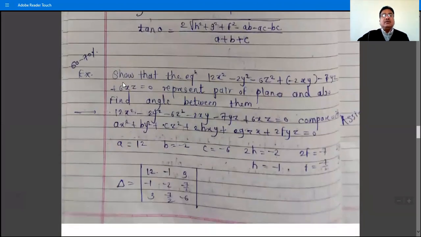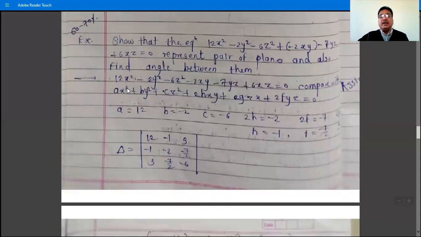So the question: show that the equation 12x square minus 2y square minus 6z square minus 2xy minus 7yz plus 6xz is equal to 0 represents a pair of planes, or represents two planes. So this is the homogeneous equation of second degree, and also find the angle between them. So compare this equation with ax square plus by square plus cz square plus 2hxy plus 2gzx plus 2fyz is equal to 0. What do we have?